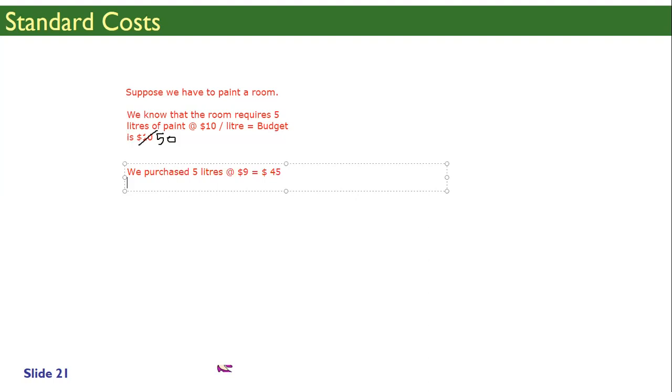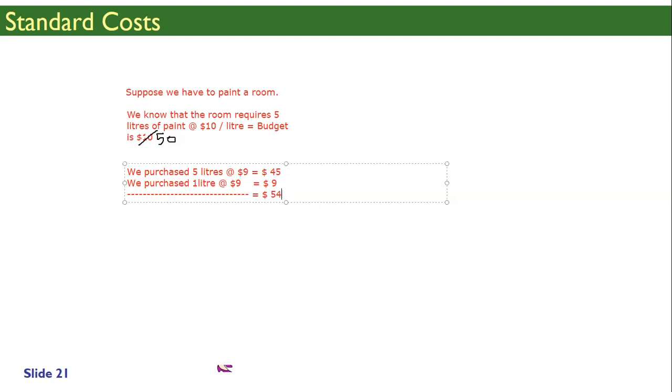I got quite angry, but we went to the market and purchased 1 liter more at $9. And I'm sure you would agree that this happens to you many times in real life. And we paid $9 more. Now, our total cost for the paint has gone up to $54. So our actual budget was 50, but we spent 54. So we spent $4 more.